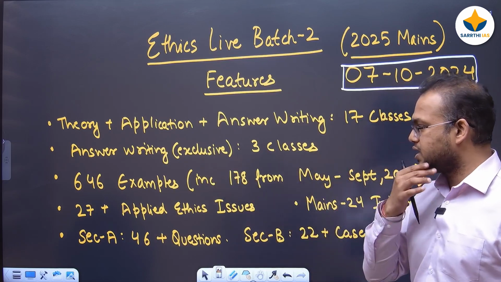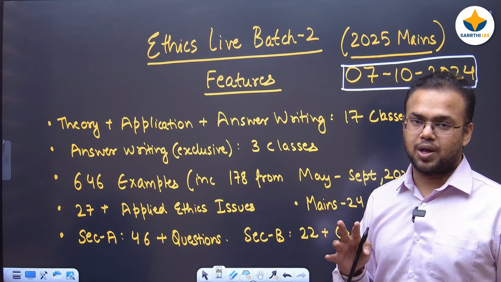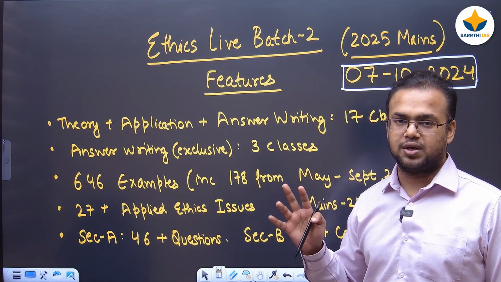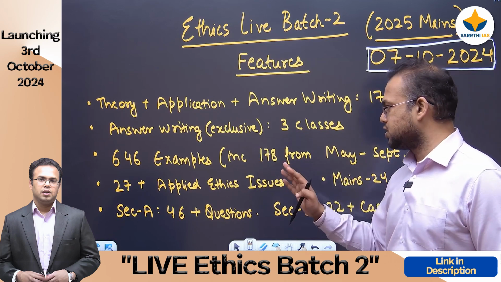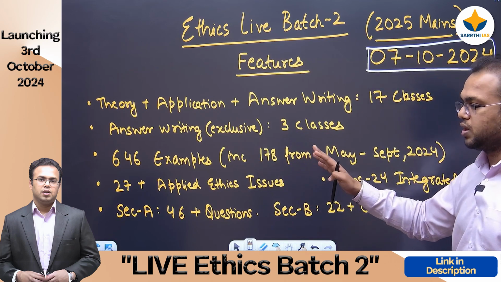As you can see, there are 646 examples. I am not joking. I'll also show you the sample notes and the detailed working micro plan that I have come up with for it. There will be 646 examples, including 178 from current affairs.